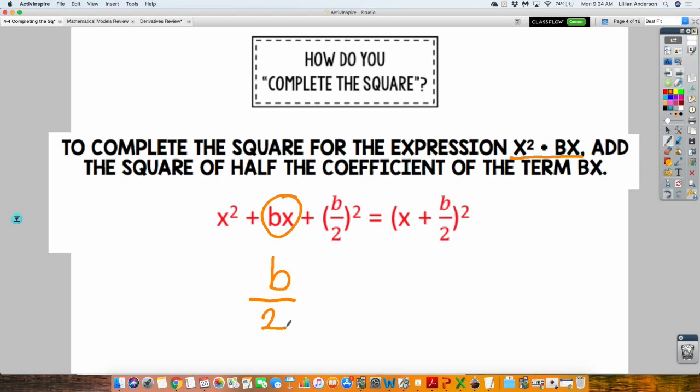Should we write down that equation? Yes, you should. All right? And you add it to that x squared plus bx expression. What that causes is a perfect square trinomial which can be factored nice and pretty.